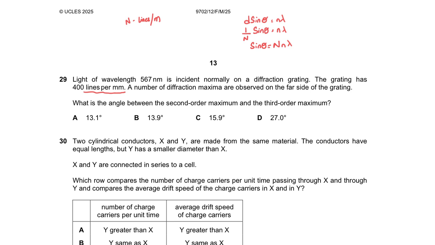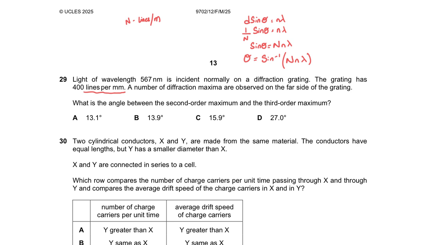Now, to find the angle between the second order and the third order, we need theta. Theta equals sine inverse of uppercase N lines per meter, lowercase n order number times lambda. So we'll have to do this twice. We'll do this once, plugging in the value 3 to find the angle of the third order. We'll do this one more time, plugging in the value 2 to find the angle of the second order, and subtract the two.